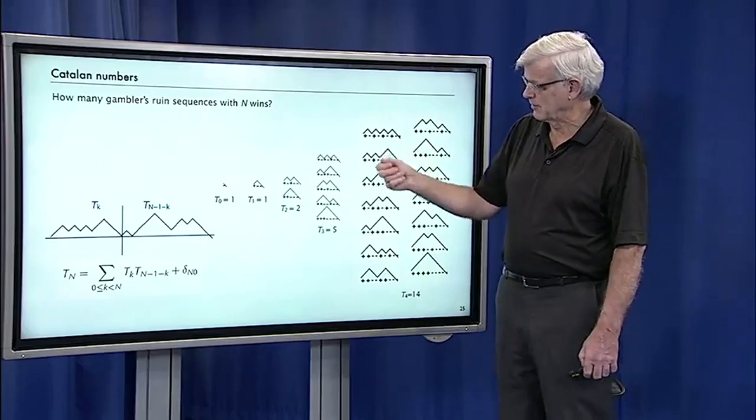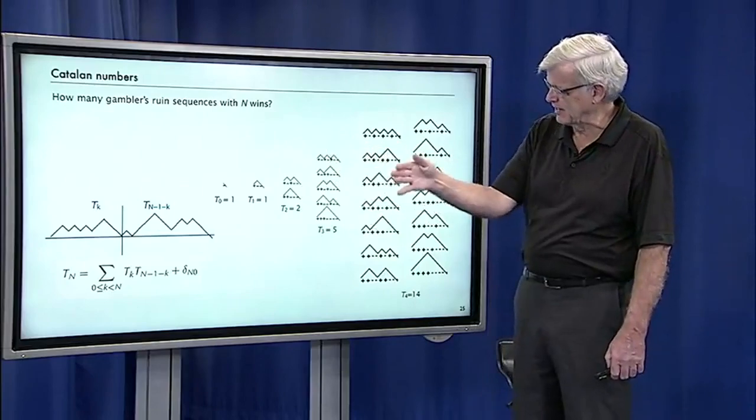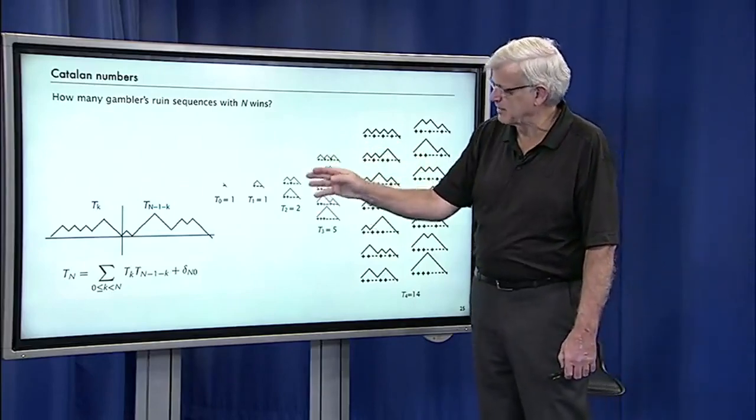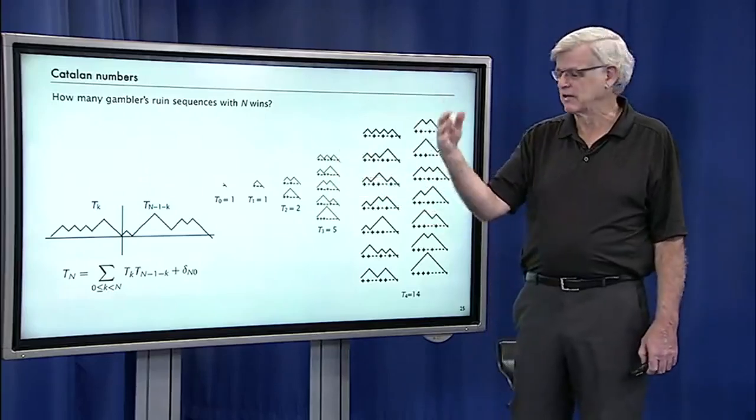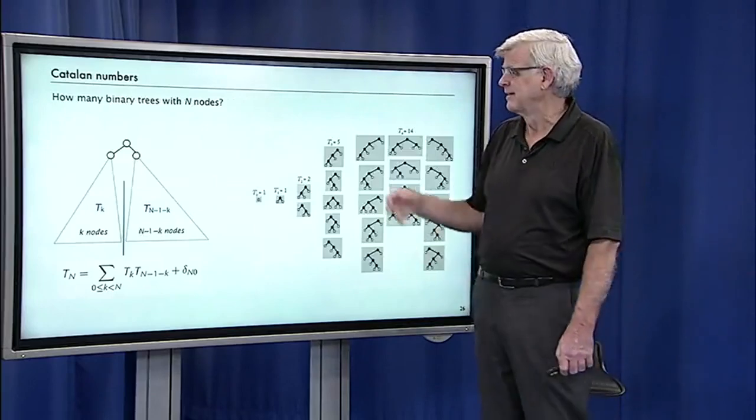You can set up the recurrence by the first time the gambler gets back to 0. If that happens after k wins, then independently you have gambler's ruin problems on k and on n minus 1 minus k, and it follows the same recurrence.